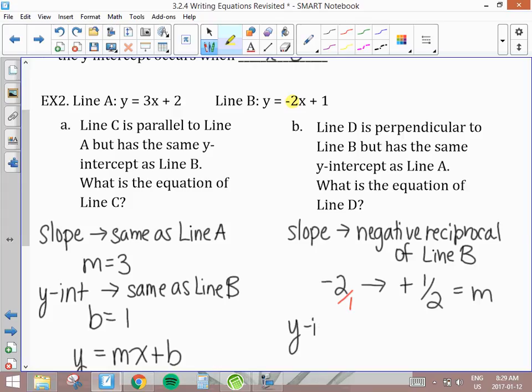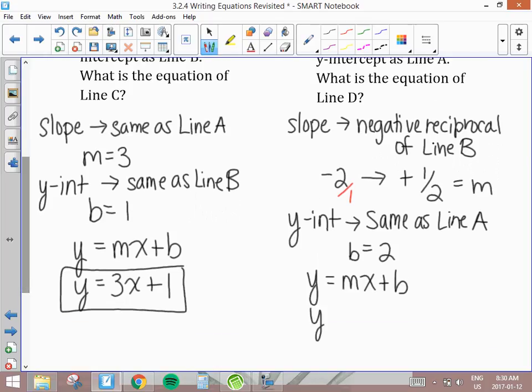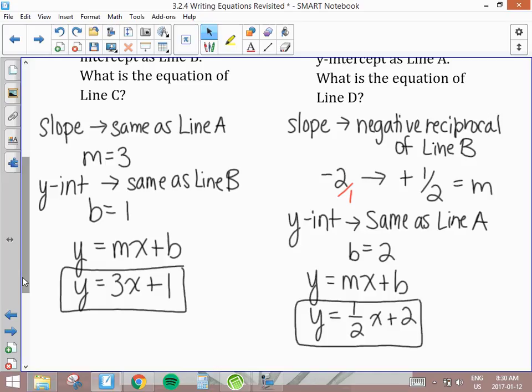And that is going to be my slope. For the y-intercept, I know that it is the same as line A. Line A's y-intercept was positive 2, so I know that my b value is positive 2. And then again, I can put that together in my y equals mx plus b, and I get y equals 1/2 x plus 2. And that is the end. I'm done right there because the question did not ask me to do standard form.